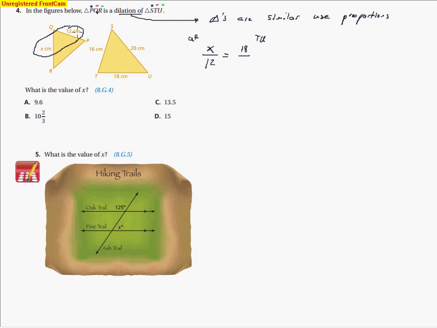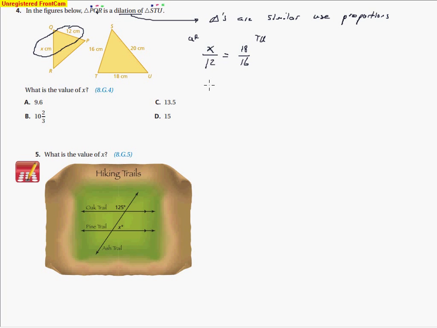Now we got to find 12. 12 is QP. So QP is the blue and the pink. So blue and pink is S and T. So S and T was represented by 16. And now I've got the proportions set up right. There are other ways to set it up. As long as x and 16 are diagonal from one another, you're going to get the right answer.